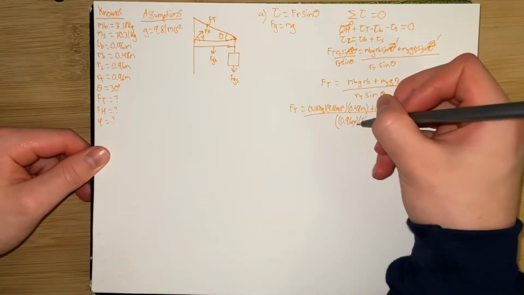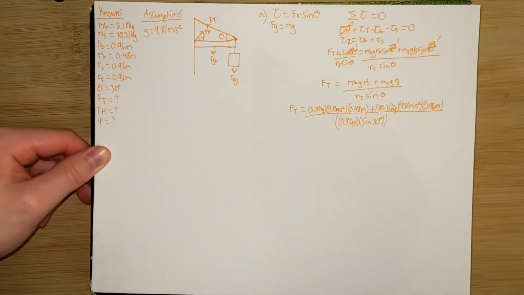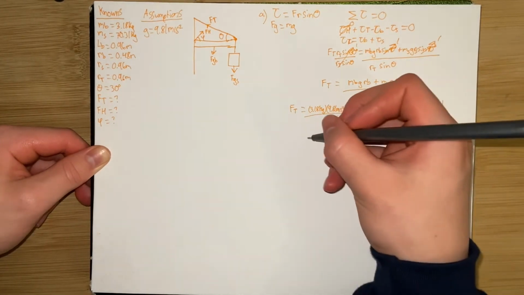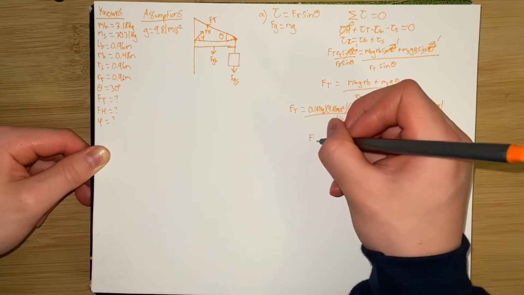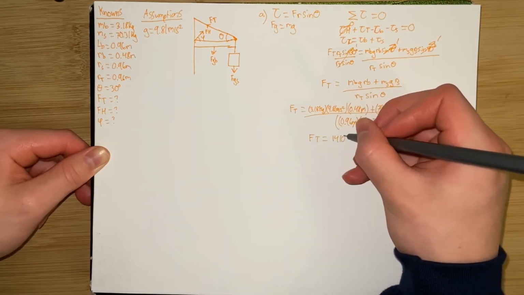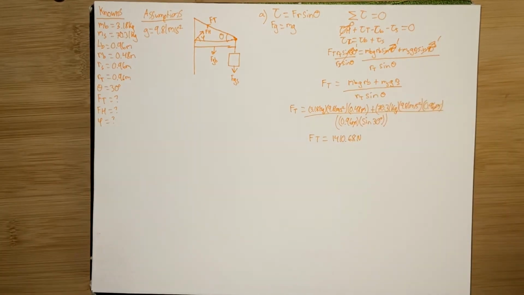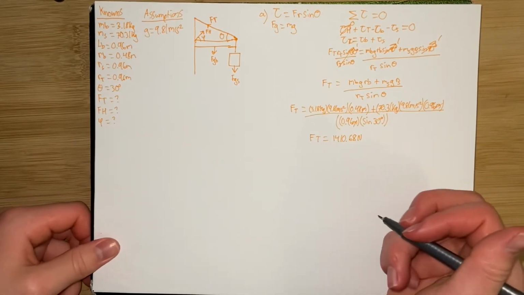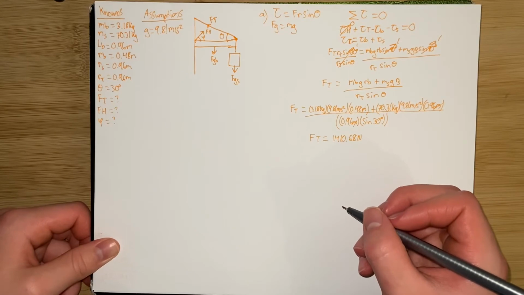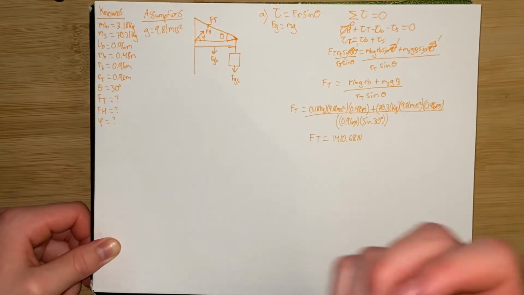And the meters will cancel with meters, leaving us with newtons, or kilogram meters per second squared. And then our final force of tension is going to be equal to 1,410.68 newtons. Alright, so after we found the tension force, we can now solve part B of the question, which is finding the force of the hinge and the angle that it acts upon.